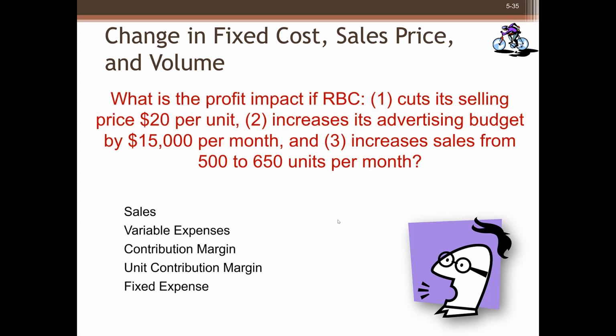Case 3. Change in fixed cost, sales price, and volume. What's the profit impact if RBC cuts its selling price $20 per unit, increases the advertising budget by 15,000 per month, and increases sales from 500 to 650 units per month? Here, sales change, variable expenses, contribution margin, unit contribution margin, and fixed expense all change. Let's take a look at the calculation.